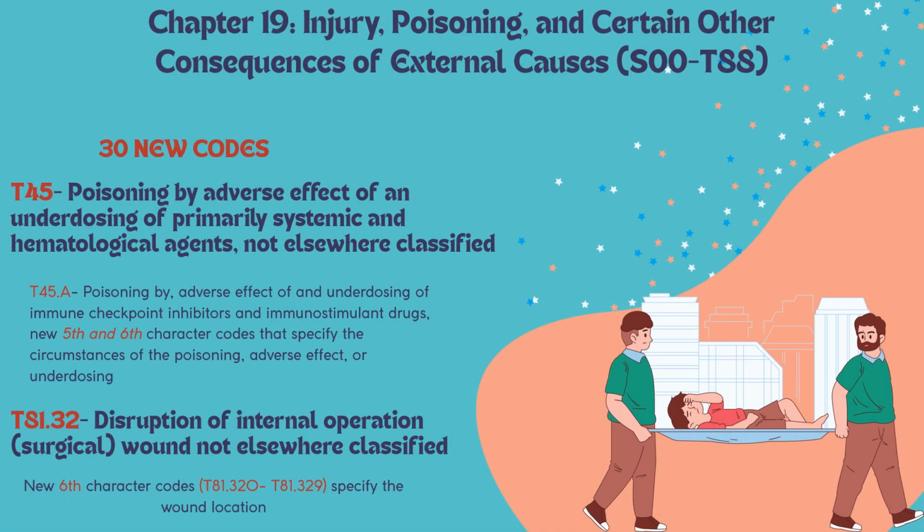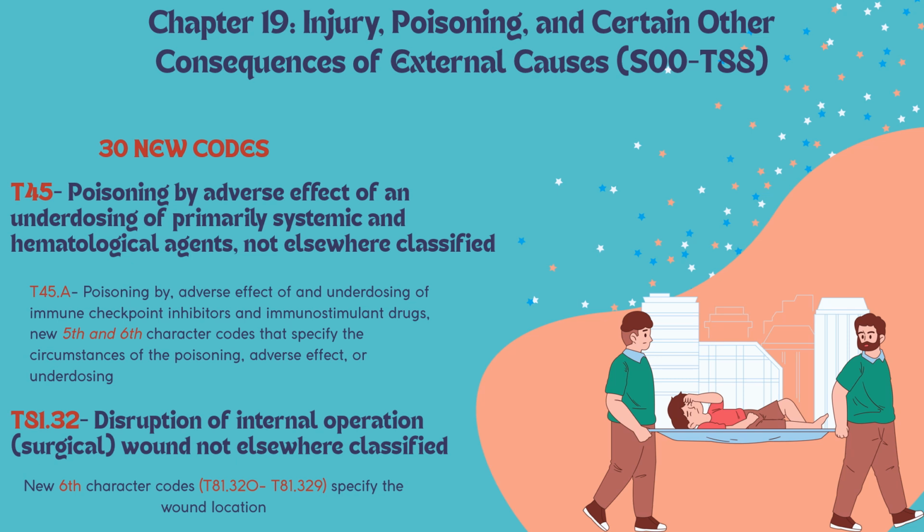Chapter 19. Under subcategory T45 poisoning by, adverse effect of and underdosing of primarily systemic and hematological agents, not elsewhere classified, there is new code T45.A poisoning by, adverse effect of and underdosing of immune checkpoint inhibitors and immunostimulant drugs, followed by several new 5th and 6th character codes that specify the circumstances of the poisoning, adverse effect, or underdosing.